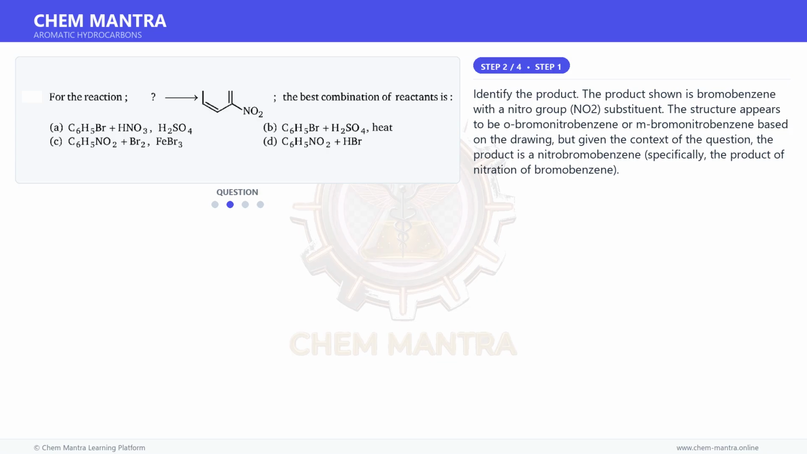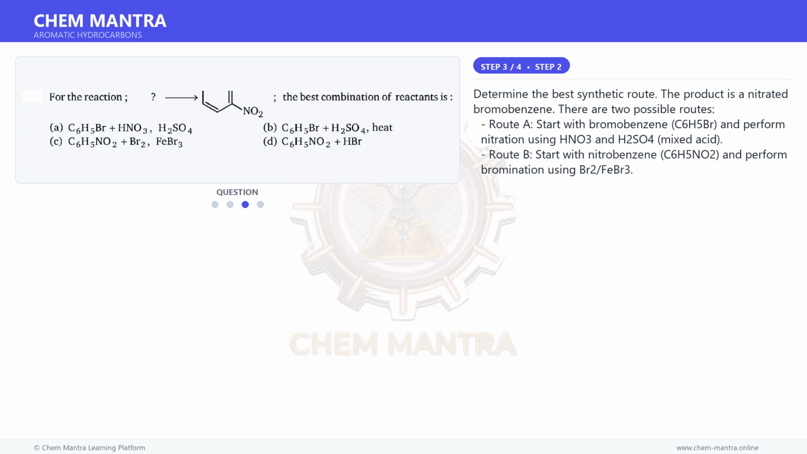Identify the product. The product shown is bromobenzene with a nitro group, NO2 substituent. The structure appears to be o-bromonitrobenzene or m-bromonitrobenzene based on the drawing, but given the context of the question, the product is a nitrobromobenzene, specifically, the product of nitration of bromobenzene. Moving on to the next step.